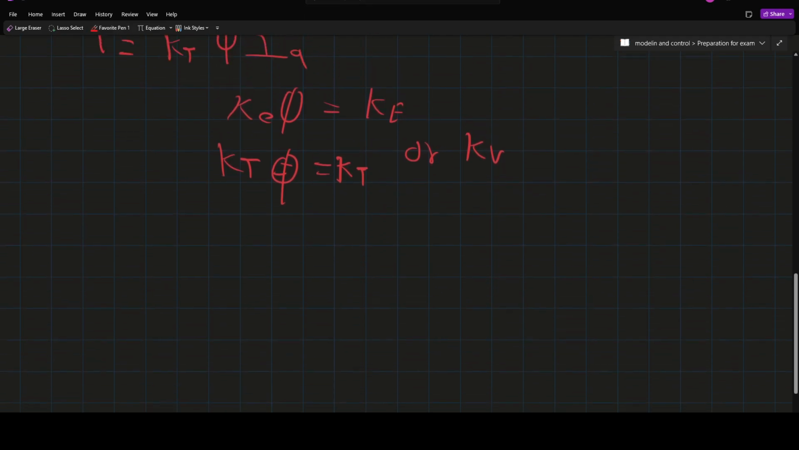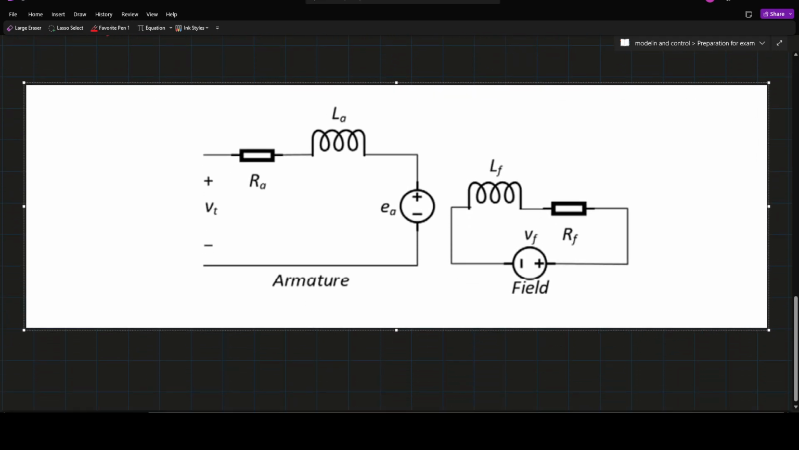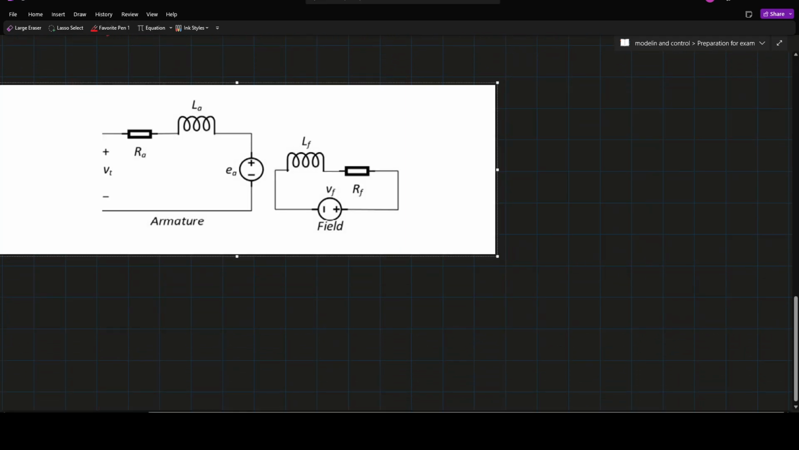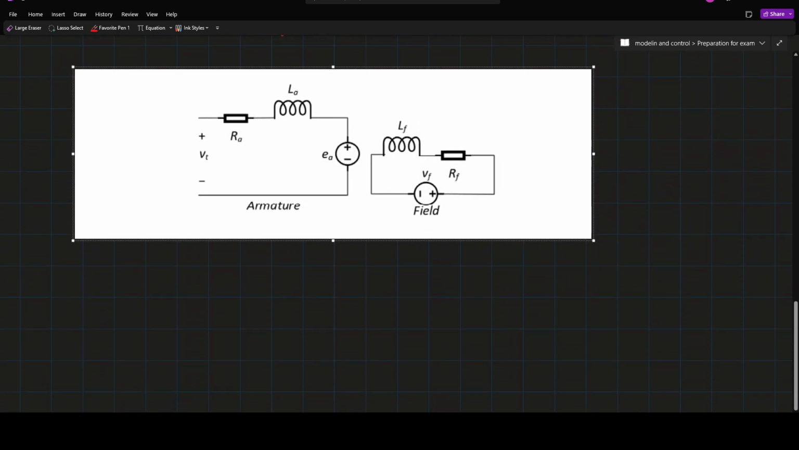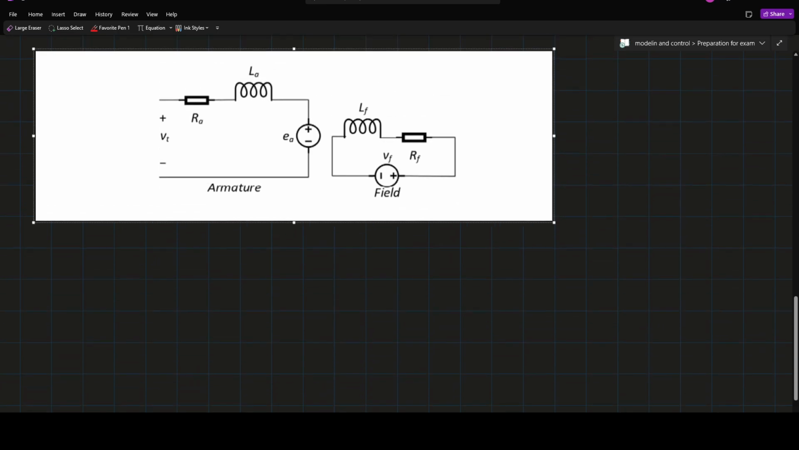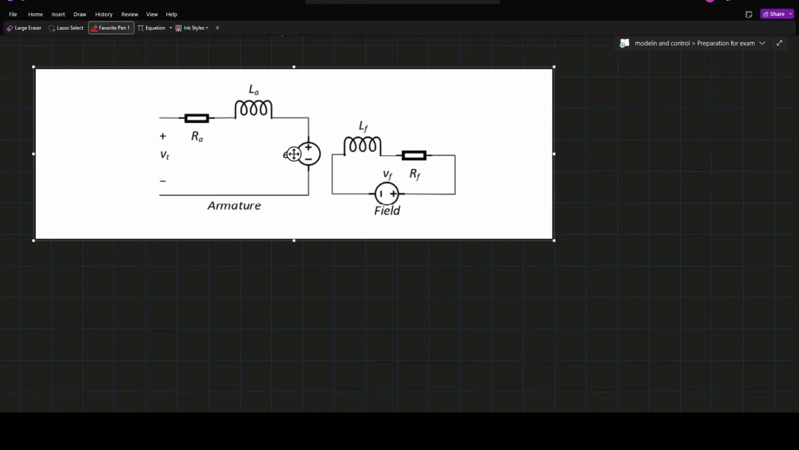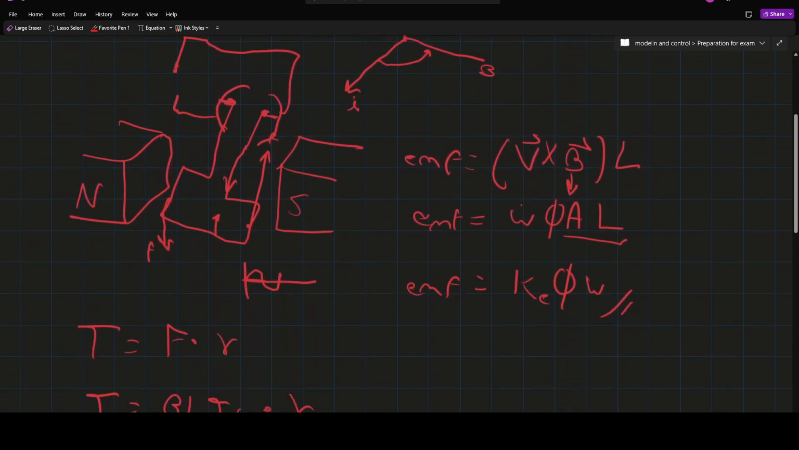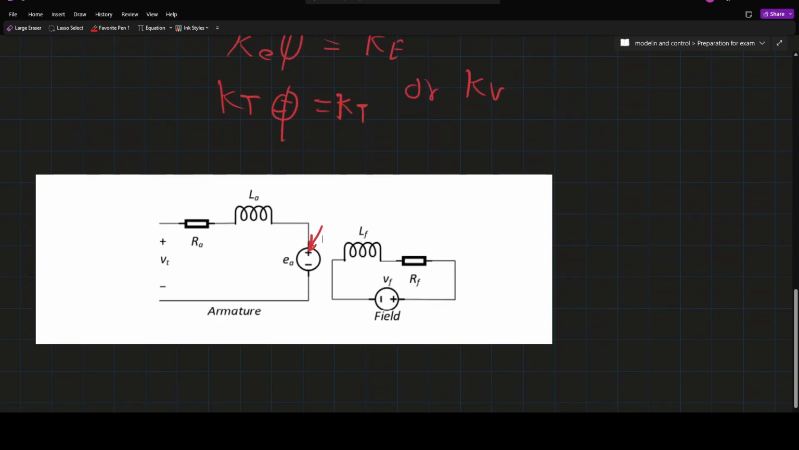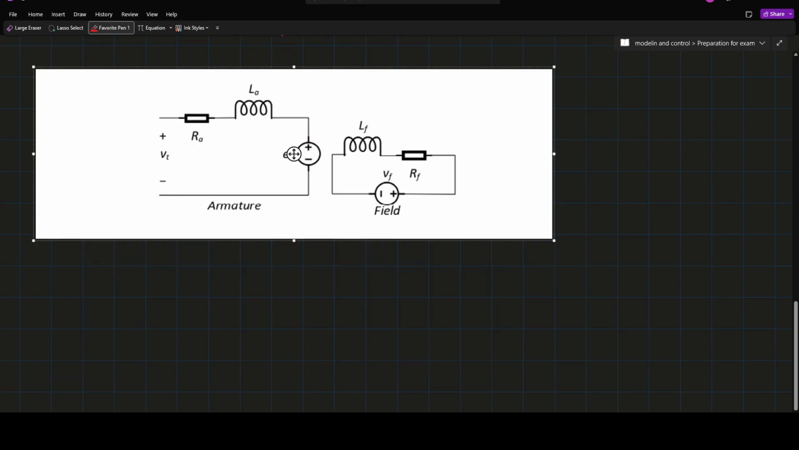Okay, so now that we got the voltage formulas and the torque formulas, we can see here the voltage, the equivalent circuit. This is the EMF produced by the rotation of the rotor. When we rotate this, we produce an EMF, and it will always be opposite to the voltage that we apply. So that's what we got here.